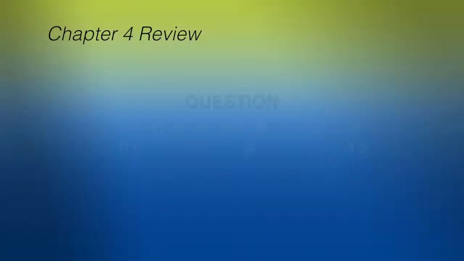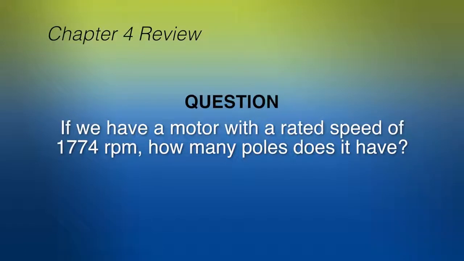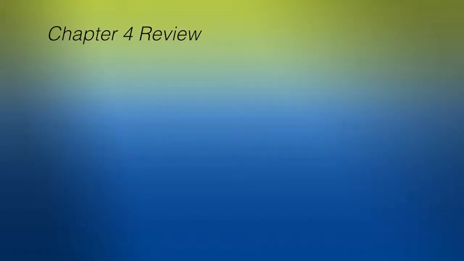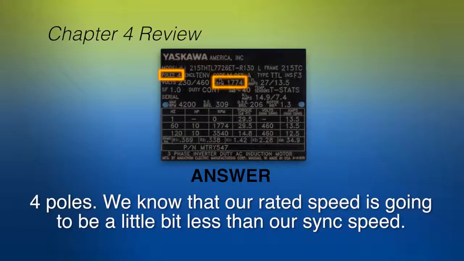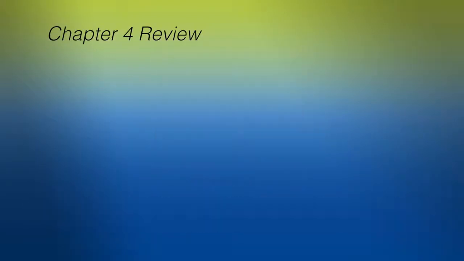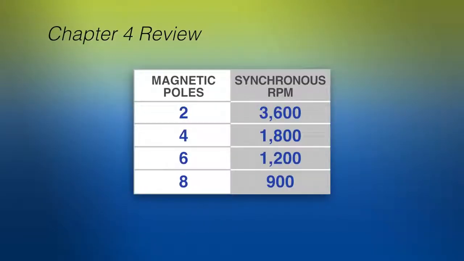Well, it's time for yet another quiz question. If we have a motor with a rated speed of 1774 RPM, how many poles does it have? And the answer is 4 poles. We know that our rated speed is going to be a little bit less than our sync speed. Looking at this table from earlier, we see that a 4-pole motor has a sync speed of 1800 RPM. This tells us that if we include slip, we are around 1774 RPM.